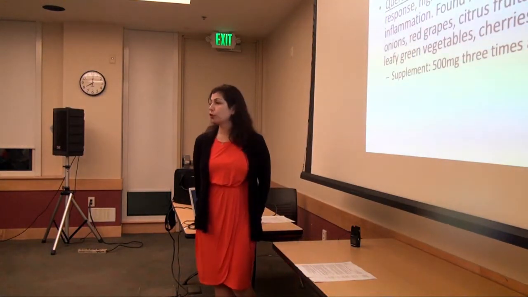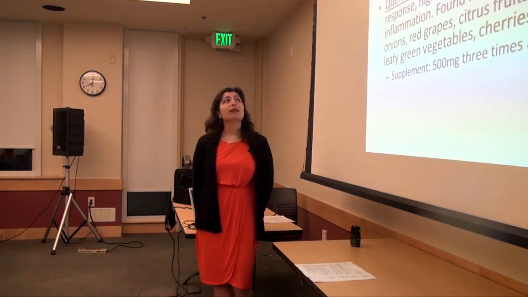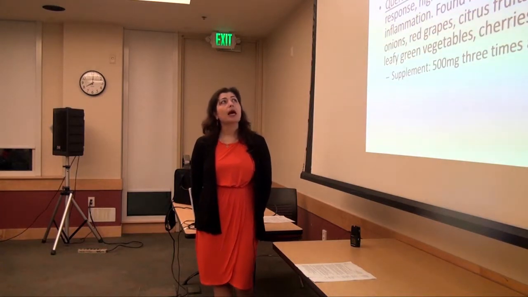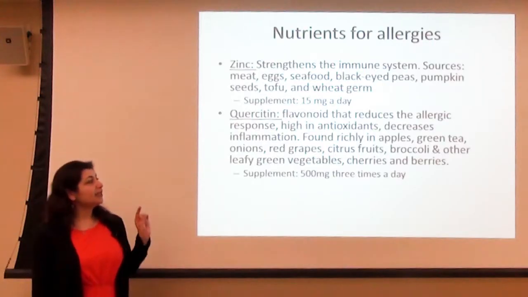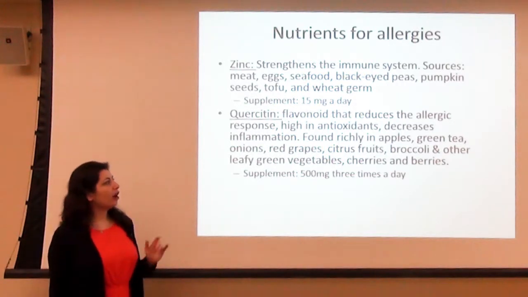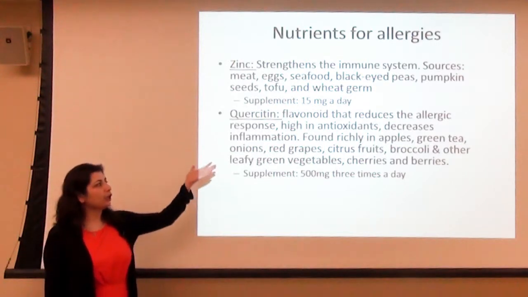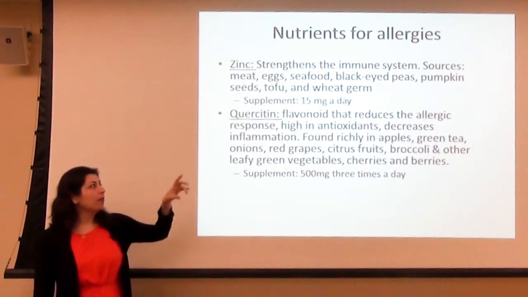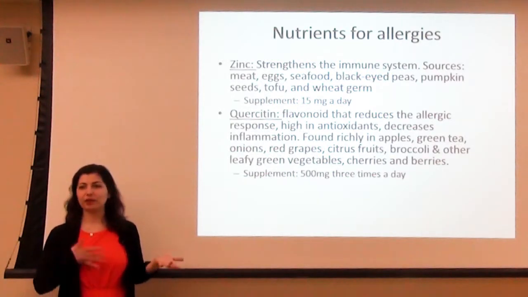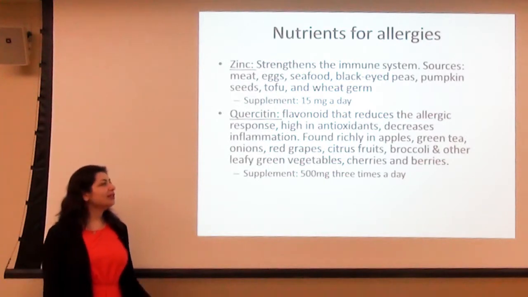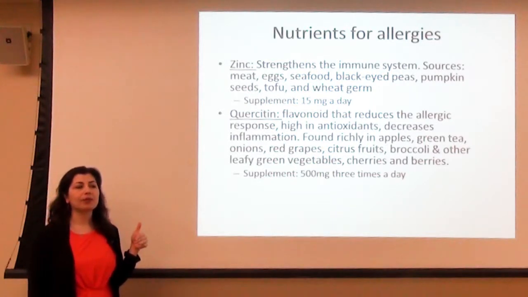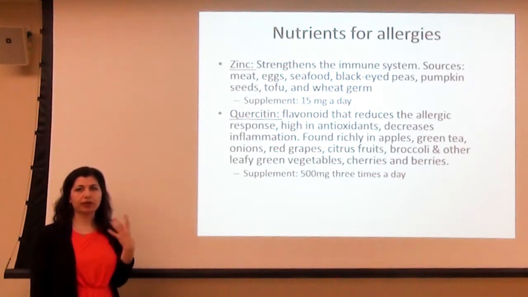Zinc is also great for strengthening the immune system. It's rich in certain meats, eggs, seafood, black-eyed peas, pumpkins, tofu, and wheat germ. Quercetin is rich in apples mainly and onions. There are other foods like green tea, grapes, citrus fruits, broccoli, but the main two that we know of as the highest sources are apples and onions, and it makes me think an apple a day keeps the doctor away. The reason it's really great is that it reduces the effect of histamine in the body. It's very great for an allergic reaction.